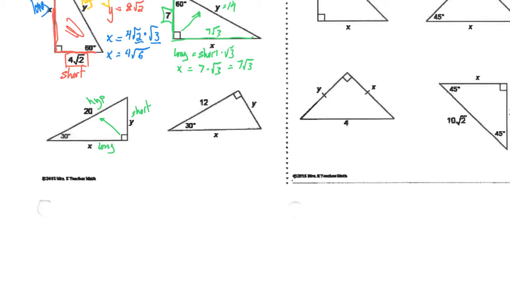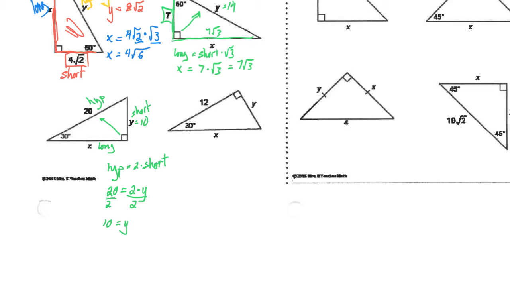So I know the hypotenuse, so I'm going to use the formula that has the hypotenuse in it. So the hypotenuse equals 2 times the short. There's the equation I'm going to use. So the hypotenuse is 20. 2 times the short leg is y. Okay, so to solve that for y, I'm going to simply divide it by 2. So 10 is equal to y. There we go.